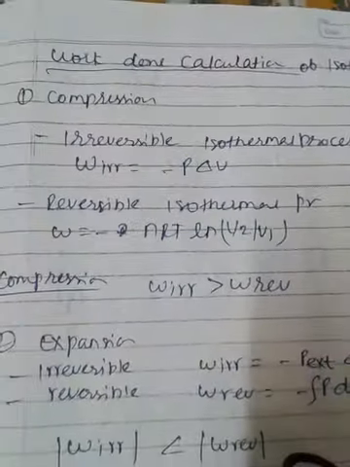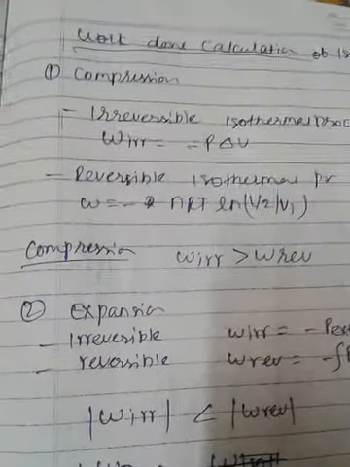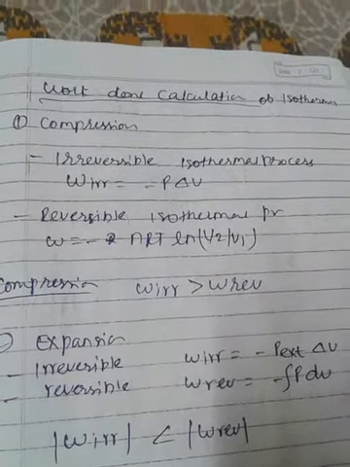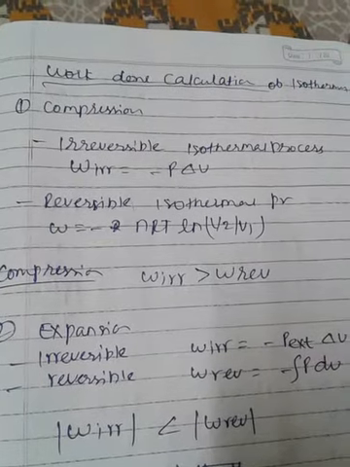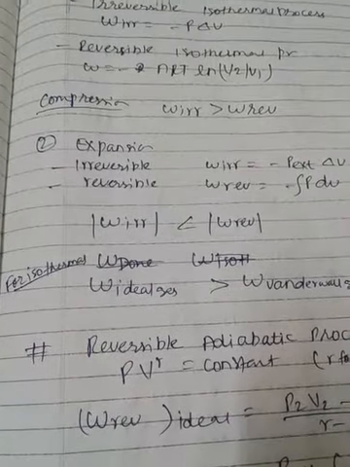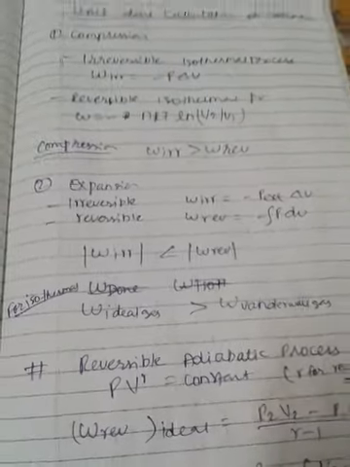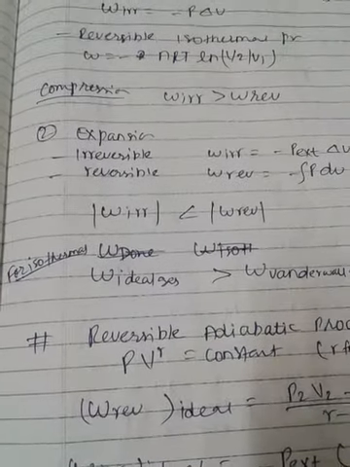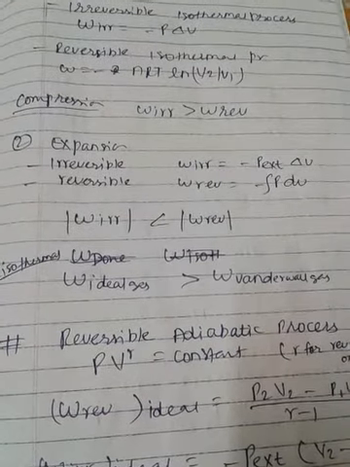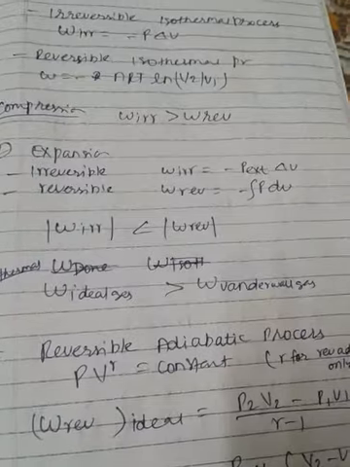Now we do the calculation of work for an isothermal process. First in case of compression. For an irreversible isothermal process, W irreversible is equal to minus P delta V, because P is constant, so it can be taken out. For a reversible isothermal process, pressure is varying, so we use nRT ln V2 divided by V1. In case of compression, W irreversible will be greater than W reversible. In case of expansion, irreversible work is equal to minus P exterior delta V.